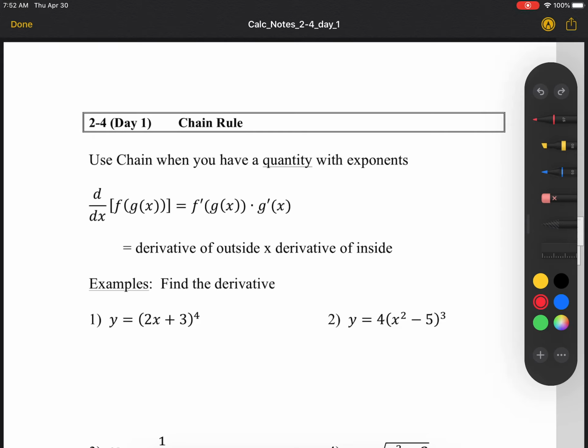When we talk about using the chain rule, you use it when you deal with quantities with exponents. The way we look at it is when we have f of g of x and we're taking the derivative of it, we take the derivative of the whole thing and then we multiply it by the derivative of the inside. So we take the derivative of the outside times the derivative of the inside. Two big things to memorize right here. I would write these down on your cheat sheet if you're making one for next year because you're going to do great in Calc AB, BC.